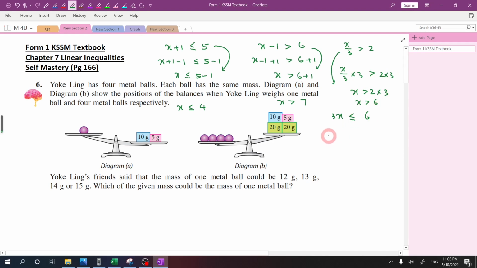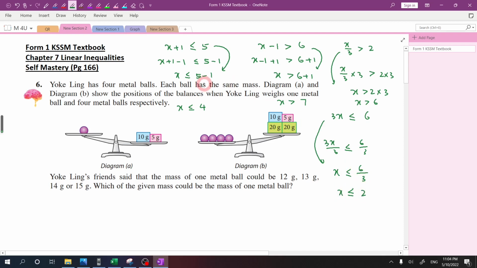Last one. In order to get rid of this 3, we have to divide because this is multiply. So 3x divided by 3 is less than or equal to 6 divided by 3. Whatever we do for the left hand side, we do the same thing for the right hand side. But since we know that they will actually cancel out, sometimes we do not write this step. From here, we just go here. x is less than or equal to 6 divided by 3. So x is less than or equal to 2.